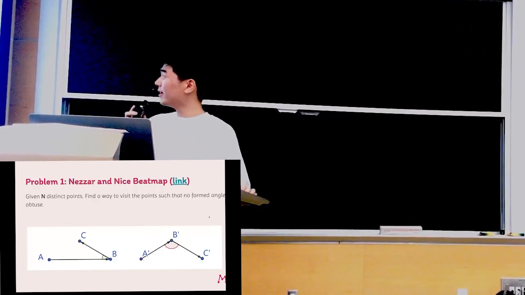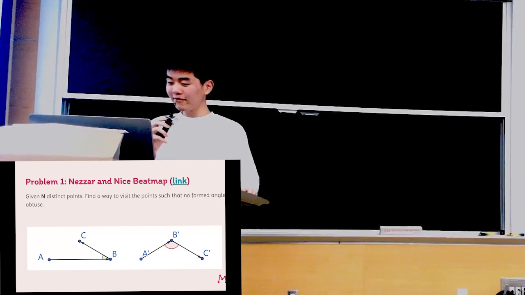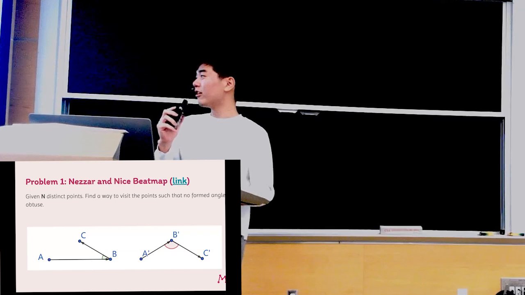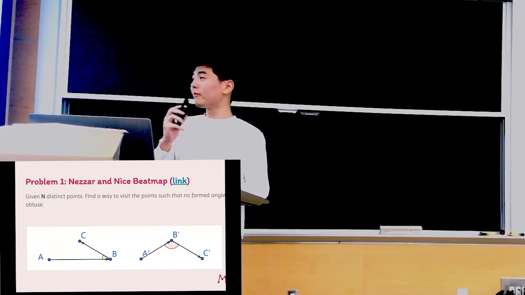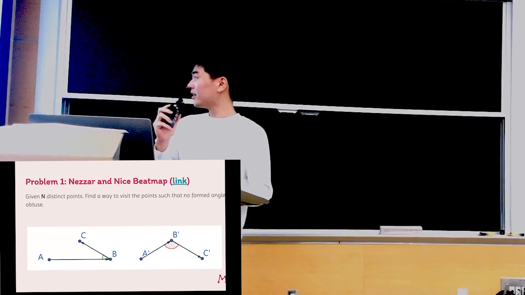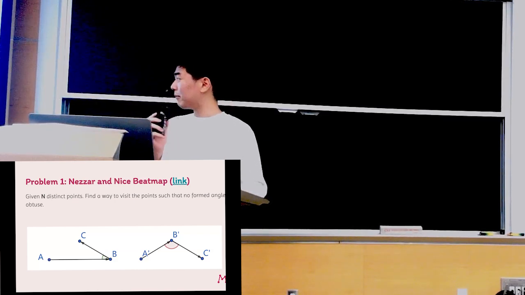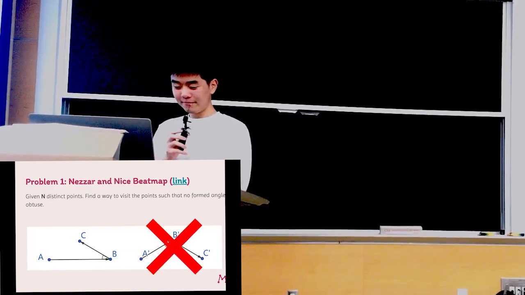Okay, so our first problem is called Nezar and nice speed map. We're given n distinct points, and we want to find a way to visit all the points such that no formed angle is obtuse. You can see on the slide, in the left example, if we go from A to B to C, then the angle ABC is acute, and therefore it is valid. But in the second example, we're going from A prime to B prime to C prime. This angle is obtuse, so it is invalid.